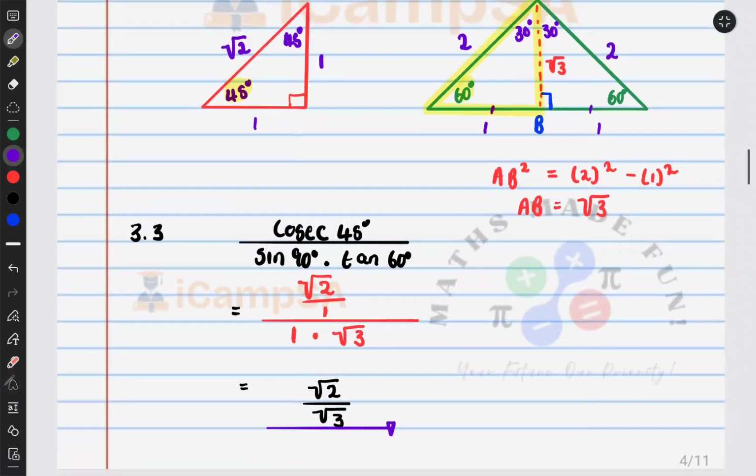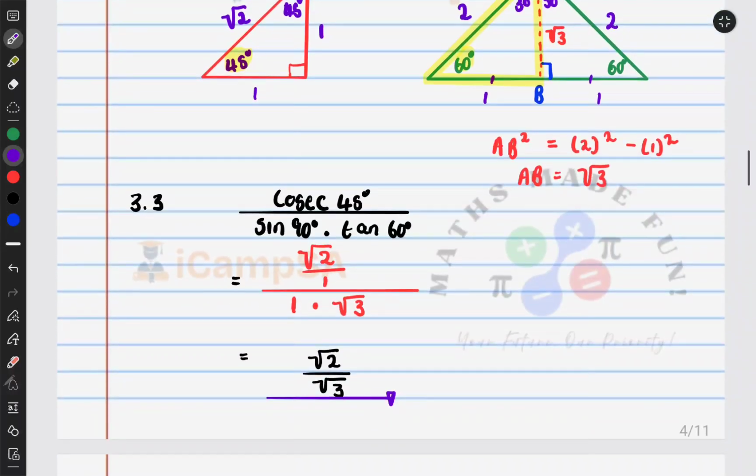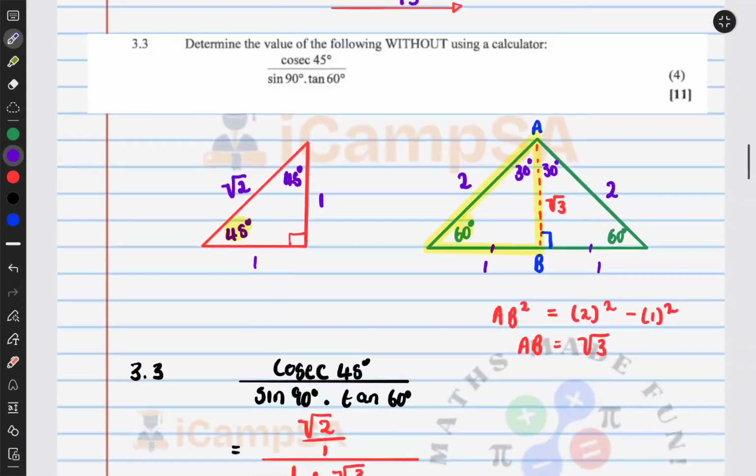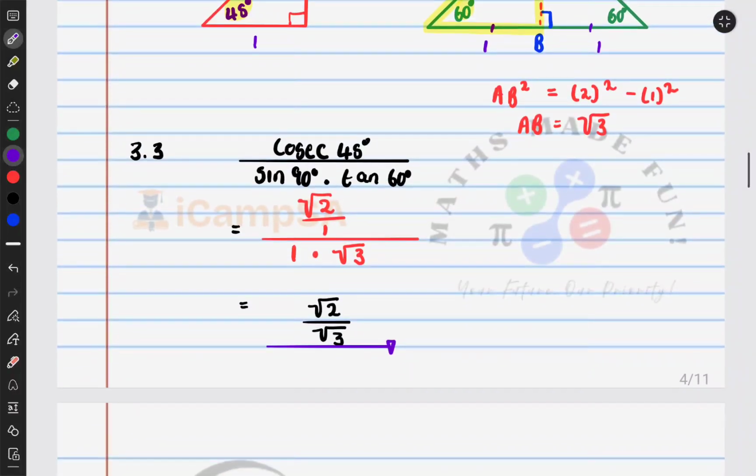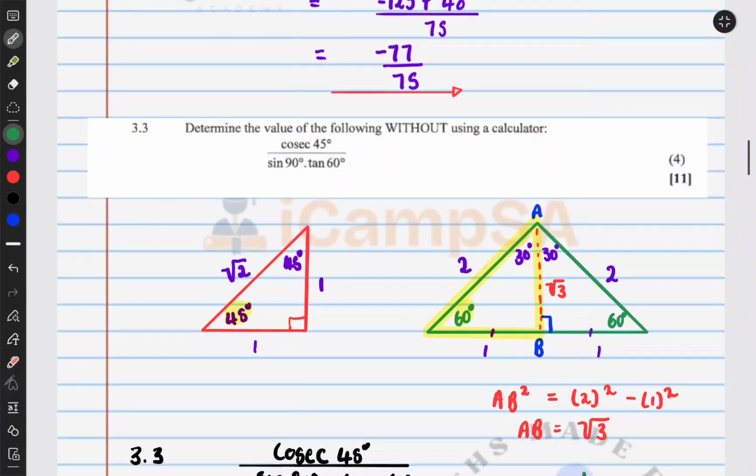So that's the way to go about answering that question. Actually, the quickest way. But of course, if you don't understand what you are doing, you have to start by changing cosec 45 to 1 over sine 45 degrees, over sine 90 degrees multiplied by tan 60 degrees. Then from there, everything else you are familiar with. So that is that for 3.3.